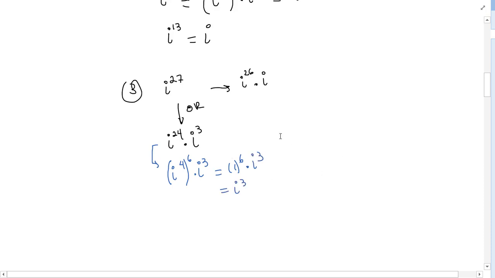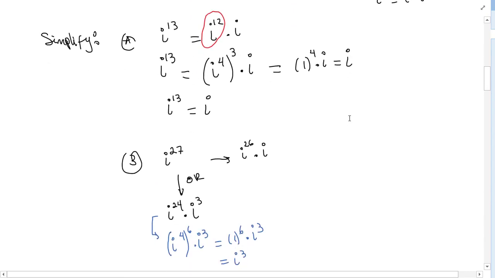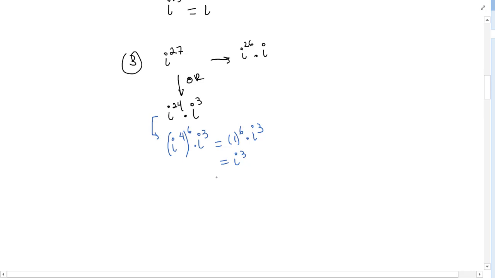And now I can use my table up here. i cubed is negative i. So I can say this is negative i.